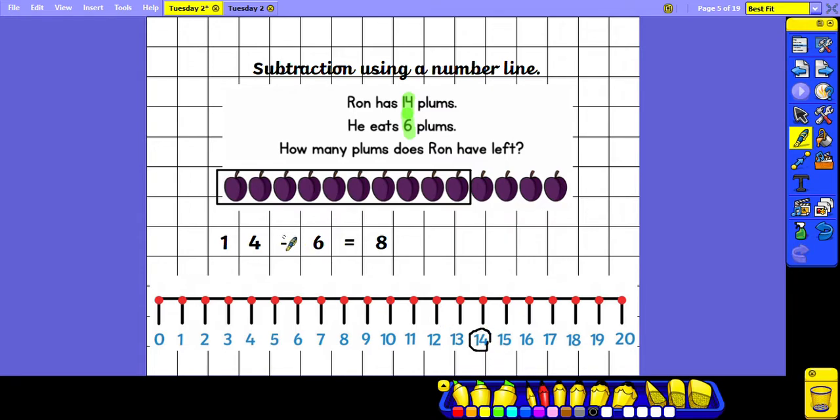And we're still taking 6 away. The difference is that we can do one big jump instead of doing lots of little jumps. And we're going to do a big jump to 10. And when we do that, if we look at the picture, we can see that we are taking away 4. If we take away these 4 plums, we'll have 10 left. So on the number line, I'm starting at 14 and I'm doing one big jump to 10. Okay, so what's on the number line matches the picture.